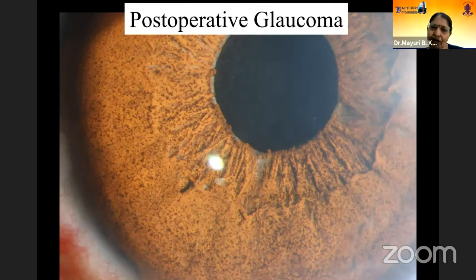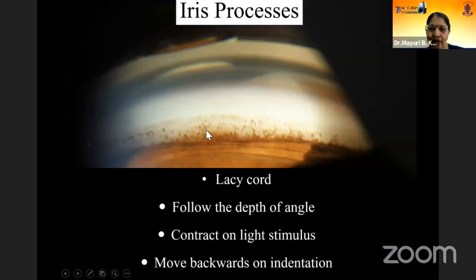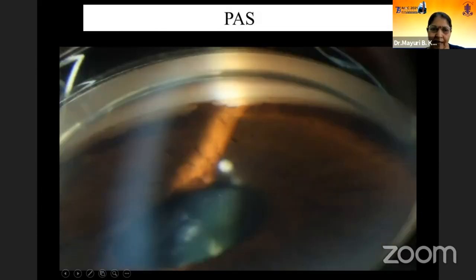This is a post-operative inflammatory glaucoma, secondary glaucoma. You can see the black dots on the iris, and jet black pigment is covering the whole angle. That's why it was an intractable glaucoma in this patient. Now, lacy cord-like small processes, that of the iris processes, should be differentiated from the goniosynechiae, which are broad, tented up, and taut, and they do not contract on the light. This is a single goniosynechia reaching up to the Schwalbe's line.